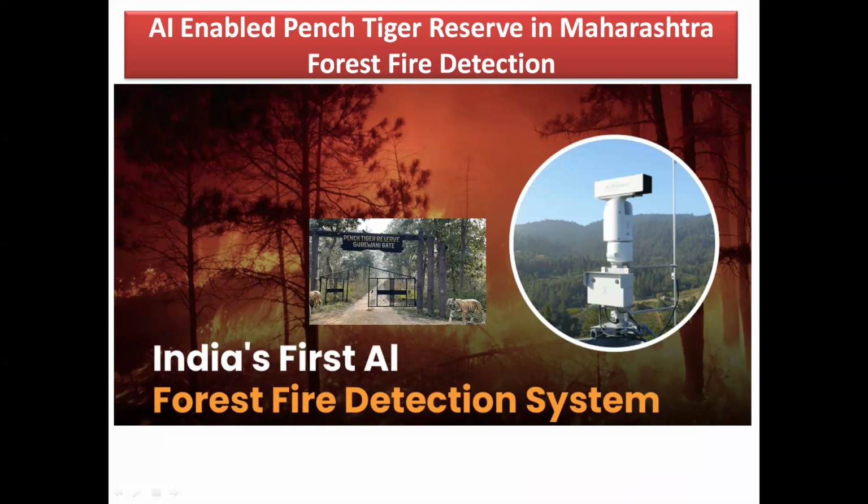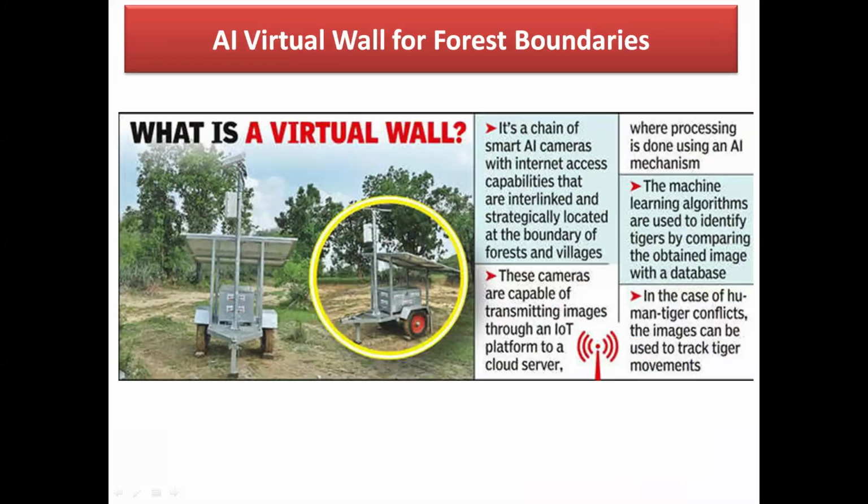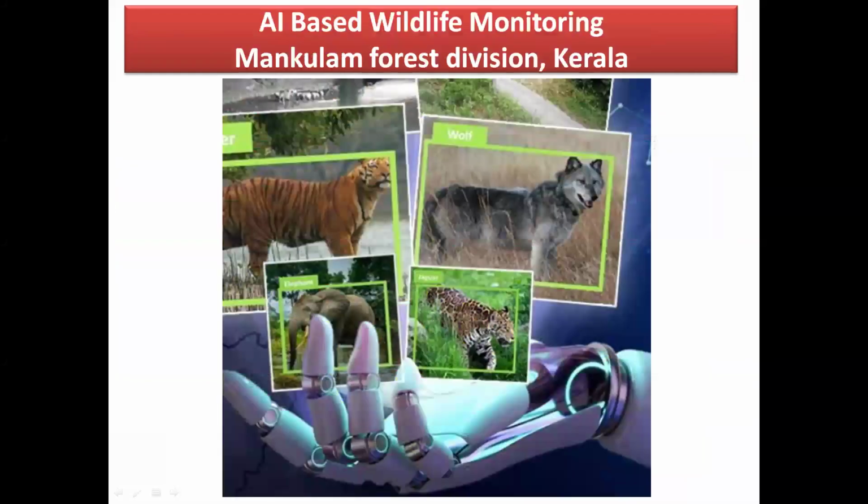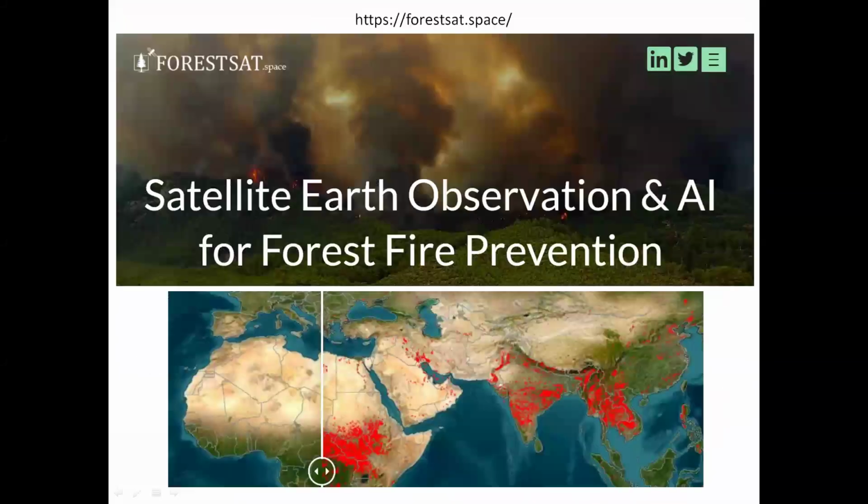And you can see that in Pench Tiger Reserve in Maharashtra, it is already implemented. A virtual boundary wall. There is no physical boundary wall in this particular national park, in this particular tiger reserve. Okay, virtual wall. So if we want to work on such type of scenarios, these are not only related to IoT, these are not only related to artificial intelligence. These implementations are a merger of AI, IoT, as well as data science and engineering.